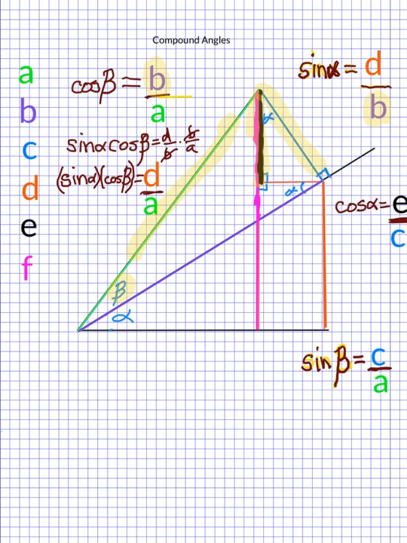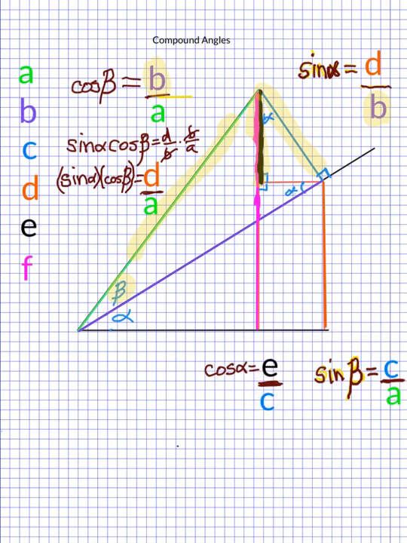And similarly to what we did before, we can actually multiply these two together. We can say cos of alpha times the sine of beta, and that works out nicely too. Well, this is going to be E over C times C over A. If you multiply those together, you're going to have a C in the numerator and in the denominator that are going to cancel. You're just going to get E divided by A.